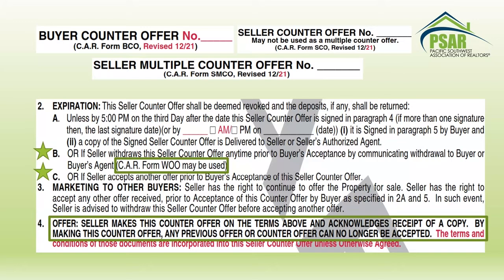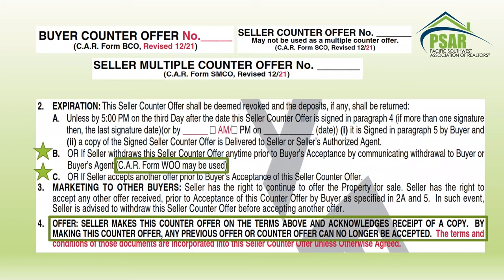So what they want to make sure is clear is that it expires 5 p.m. the 3rd day. Same thing that we did previously. Or we get a signed copy back, right? Because then it doesn't expire. We're moving forward. Then we go into, or if seller withdraws the seller counteroffer anytime prior to buyer's acceptance. Now it does say by communicating withdrawal to buyer or buyer's agent. Verbal is okay per PSAR legal when you're withdrawing something. However, in our business, we always want to document everything, right? Because that's what we can prove. So there is a form, and it's the funnest form in the CAR library.